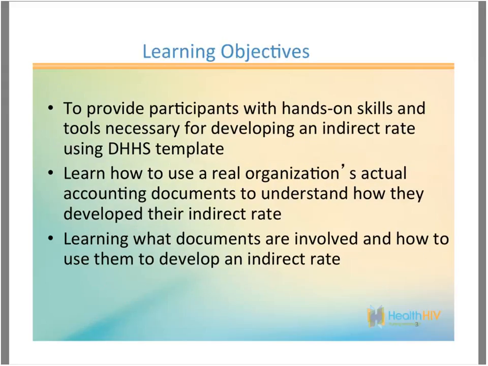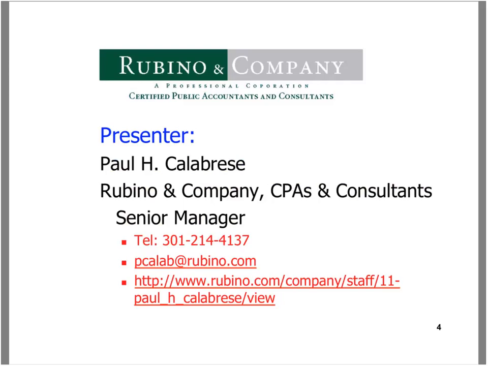So our objectives today, like the last time, are to provide you hands-on skills and tools for developing an indirect rate. But this time we'll use a real organization's accounting documents, and I think the third bullet is the real key here. We're learning what documents are involved and how to use them to develop an indirect rate. So the key, as we start, is: what documents are we going to use, and then how do we use those documents to develop the indirect rate? And that is the key.